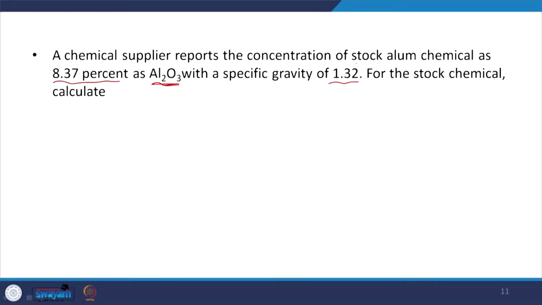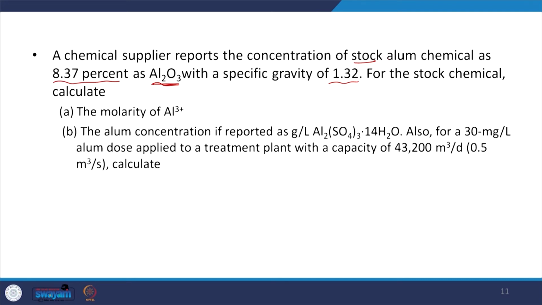For this stock chemical, we are obviously going to look at calculating the concentration of Al3 plus, just the metal, free metal in that particular stock solution, right. And the alum concentration, if it is reported as grams per liter as this Al2(SO4)3. So, here we see that molarity, meaning we want to express the units in terms of moles per liter, right. In general, chemists and such will understand this. I prefer molarity, let us see.